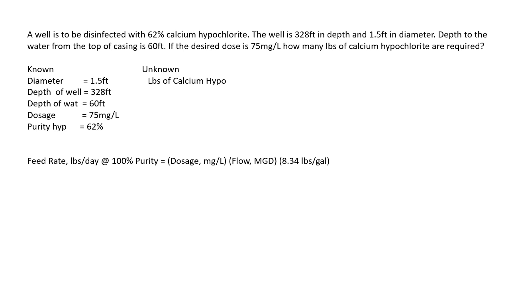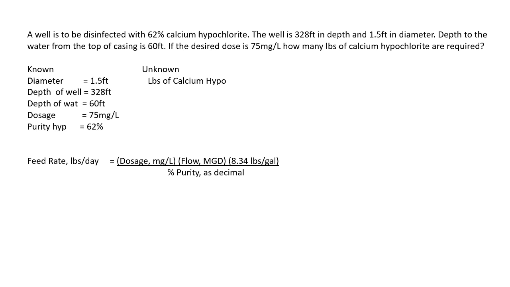The 100% purity formula is dosage in milligrams per liter times flow in million gallons a day times 8.34 pounds per gallon. Guess what? The purity is not 100%. So if you practice the Davidson pie chart, you'll know what we need to do next. If not, I'll explain. The Davidson pie chart states that if it's not 100% pure, you will divide by the purity as a decimal. So it goes on the bottom. So now we have our formula that's complete.